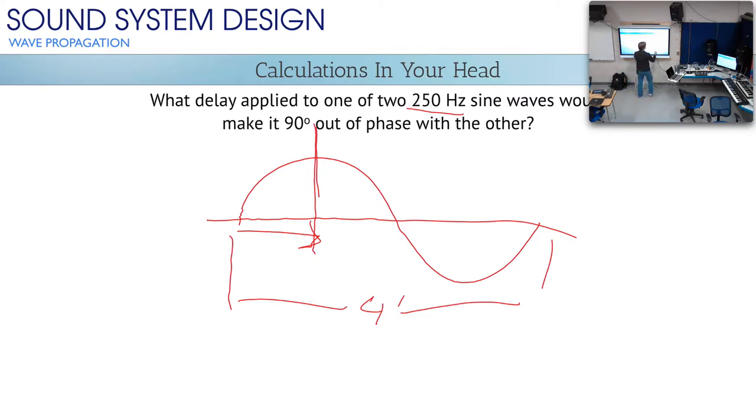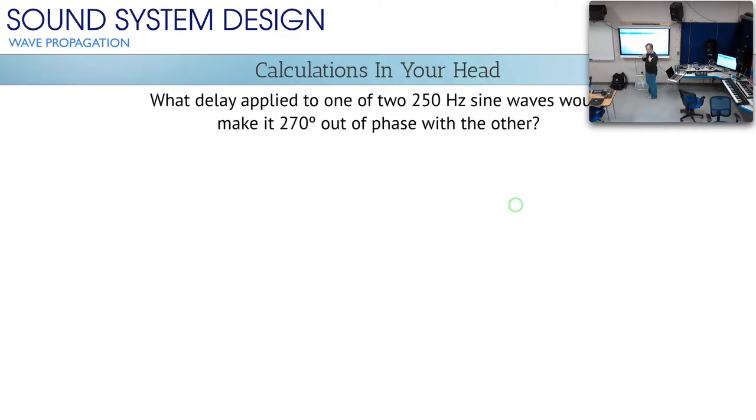Now, that's a very simple example. Here's another one. Same scenario. What if I wanted to make it 270 degrees out of phase? How far would I have to move the loudspeaker? 3 feet, right? Because 270 would be here, right? And that's 3/4 of the distance. So yeah, move it 3 feet. And now that second sound would arrive 270 degrees out of phase. Yes, Kai.